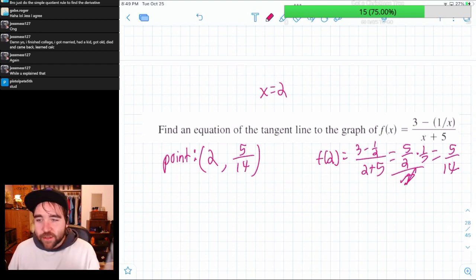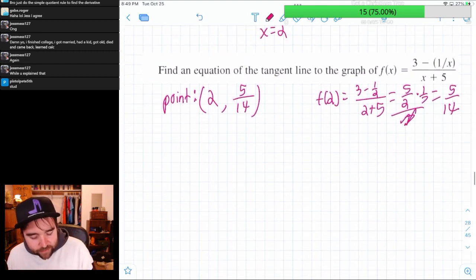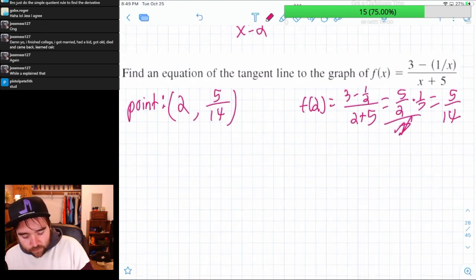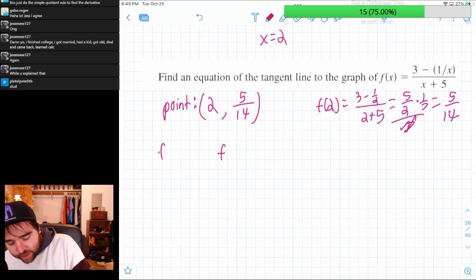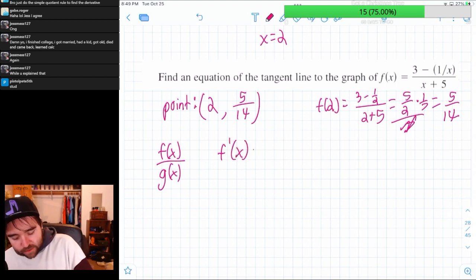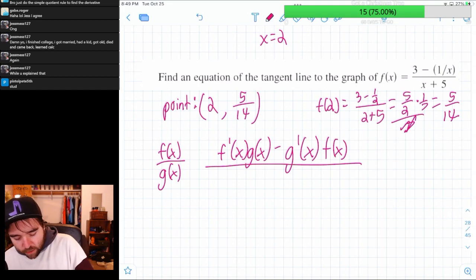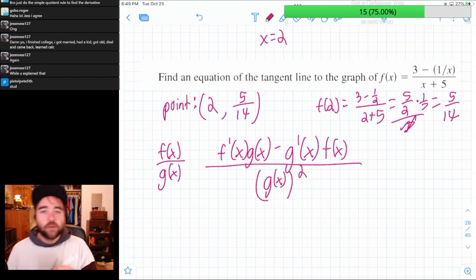So now we need to find the slope of the tangent line. So what's the slope of the tangent line? That's the derivative, always. So let's find the derivative. And now we can just use the quotient rule because now we know the quotient rule. So it's just that divided by that. So what's the quotient rule? Let's write it out. If we're trying to take the derivative of f of x divided by g of x, we're going to do the derivative of the top first times g of x minus derivative of the bottom times f of x, all over g of x squared.